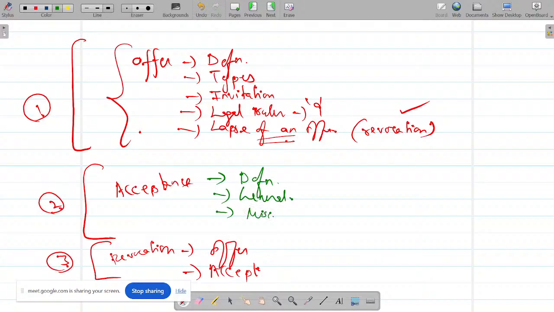Then third one, miscellaneous. I think only this is there, right? Modes of acceptance. Okay. Modes of acceptance and miscellaneous. Then we'll go for revocation. Am I right? So revocation we have done with offer, we have to go with acceptance. So let me finish it off.